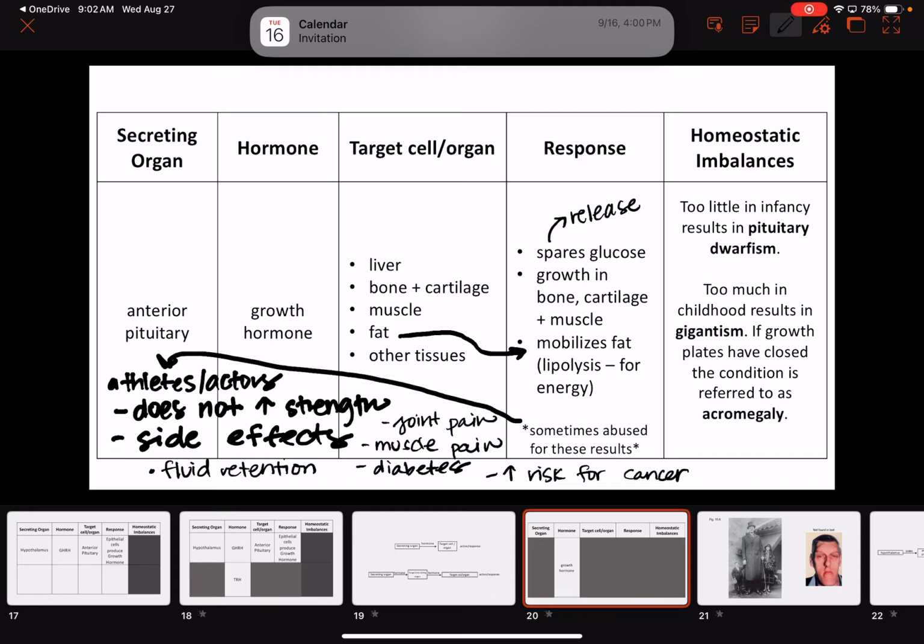So some homeostatic imbalances include, as he alluded to, pituitary dwarfism. Those with pituitary dwarfism, and before I do that, can I erase the stuff so I have more space to write? Okay.